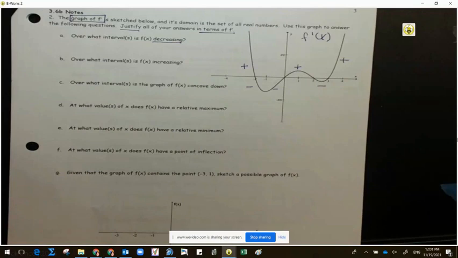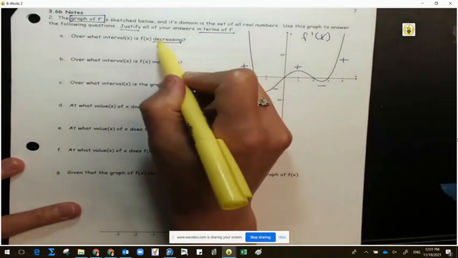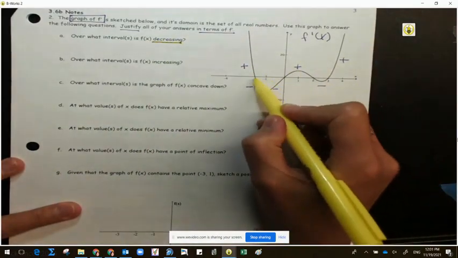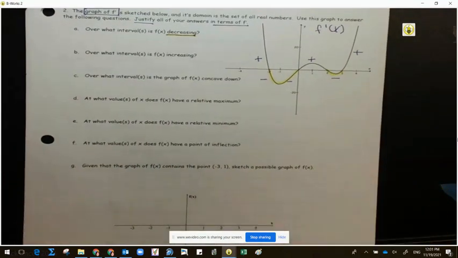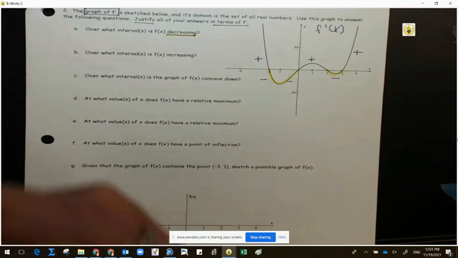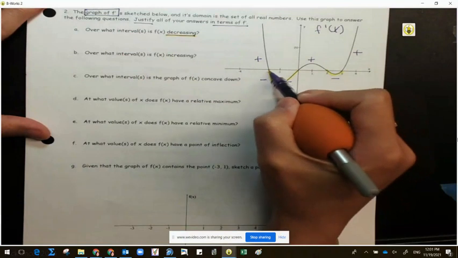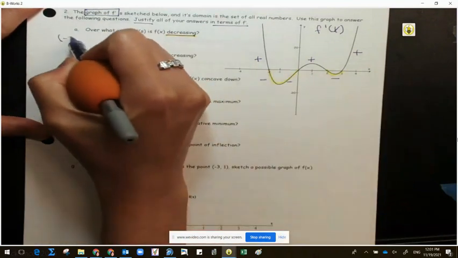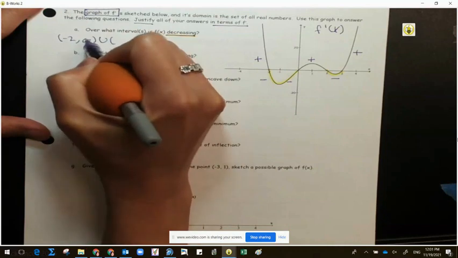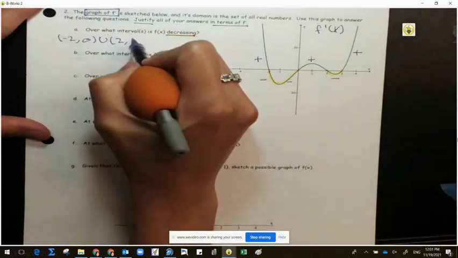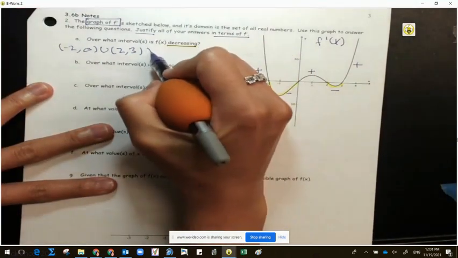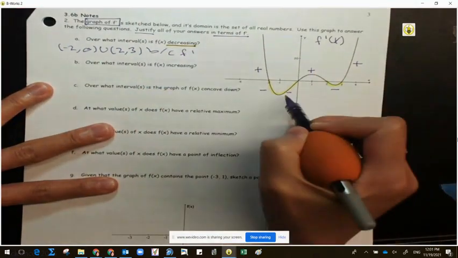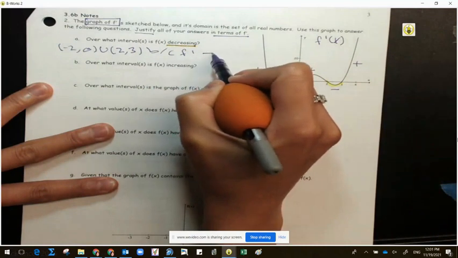I'm going to take out a highlighter, and wherever it is negative on my f prime, I'm going to highlight that piece with one color. How many intervals is the original graph decreasing? 2. The first interval is -2 to 0, union, what's the other interval? 2 to 3. In our reasoning, it says to justify by just f prime. So because f prime is what kind of sign? Negative.